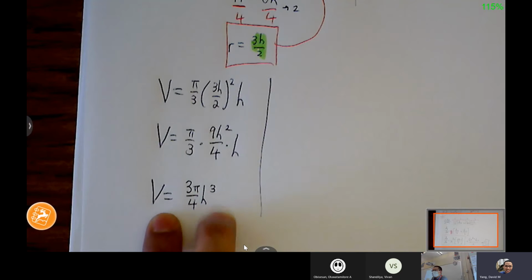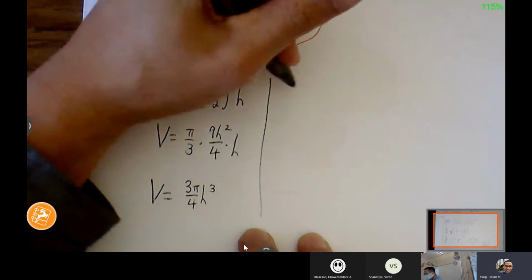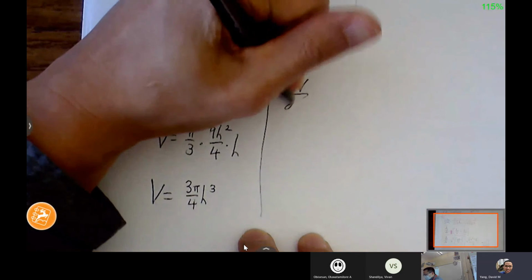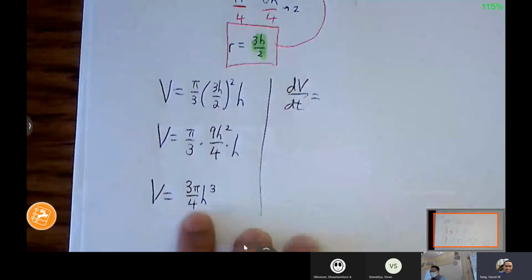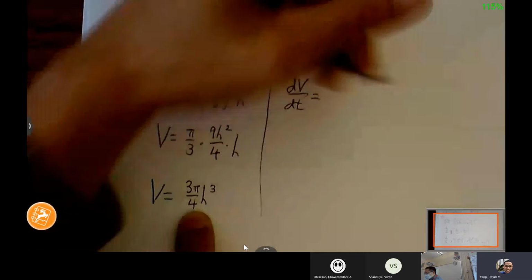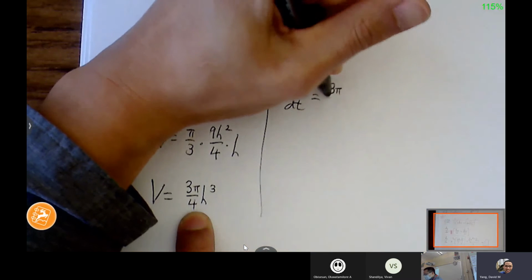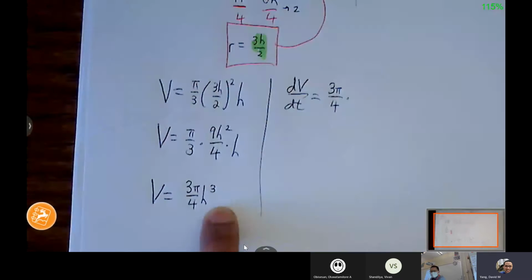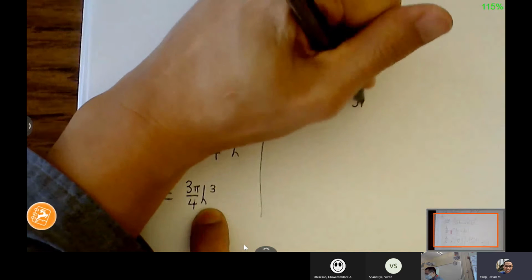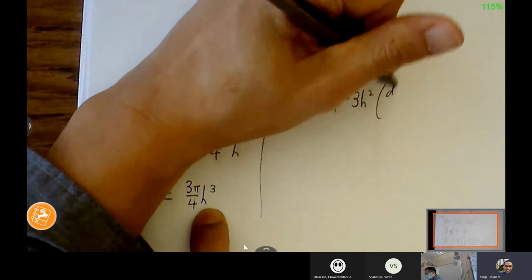So now we can move into our derivative, right? Every variable is going to be hit by time. So V will become dV/dt, h will become dh/dt. Keep the coefficients. h cubed becomes 3h squared. And then we attach dh/dt.